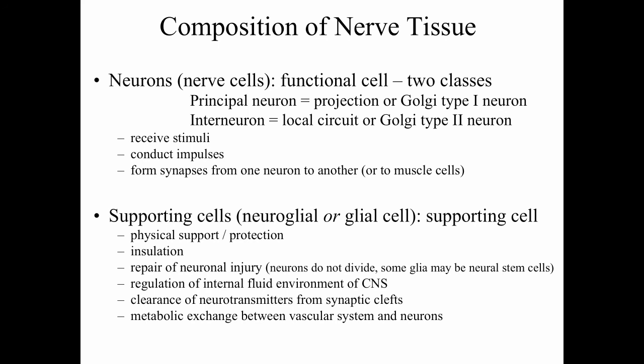You may remember that neurons, by and large, there are some exceptions, but neurons by and large don't divide, but indeed some glial cells may be neural stem cells. Some of the glial cells regulate the internal milieu or fluid environment of the central nervous system. Some of them play a role in clearing neurotransmitters from synaptic clefts, and some of them are important in metabolic exchange between the vascular system and neurons.